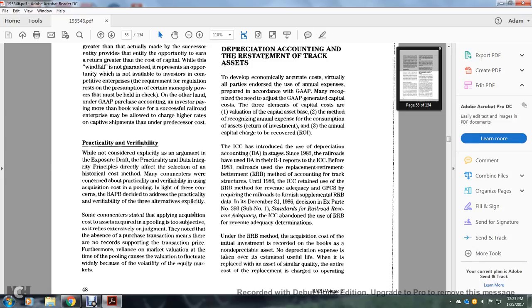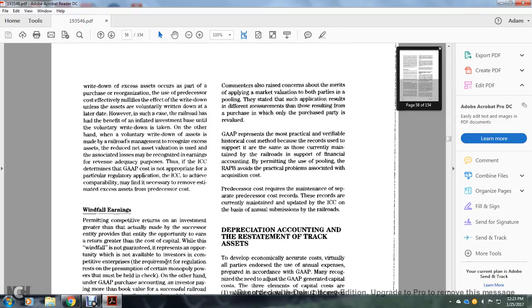Some commentators stated that applying acquisition cost to assets acquired in a pooling would be subject to extensive judgment, noting the absence of a purchase transaction and no record supporting the transaction price. Furthermore, reliance on market valuation at the time of the pooling could cause the valuation to fluctuate wildly because of the volatility of the equity markets.